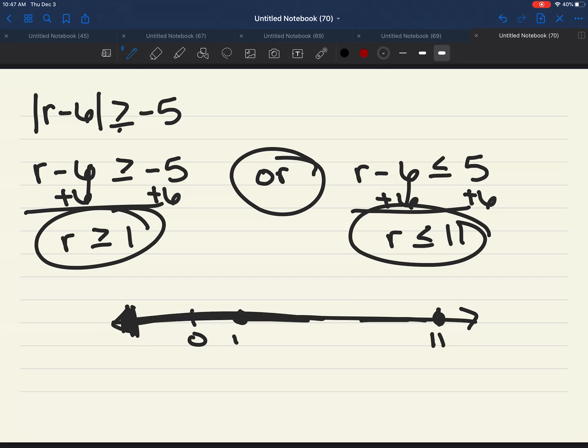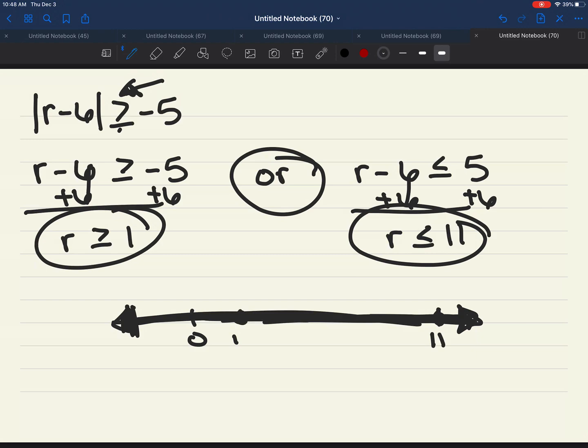The graph's all blacked out. Don't worry. What's the solution? I think the -5? Because of what? The -5. No, because this is an or statement, and listen, it's not an equal sign, right? If it said r minus 6 is equal to -5, sure, because you can't take the absolute value and get a negative, but we're saying any number that's greater than or equal to -5. Well, aren't there a ton of positive numbers that are greater than -5?